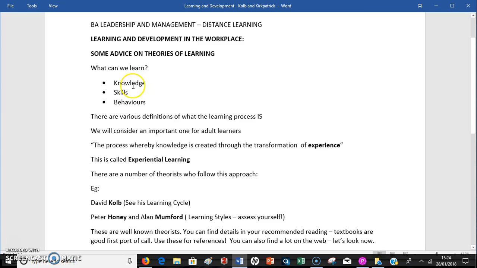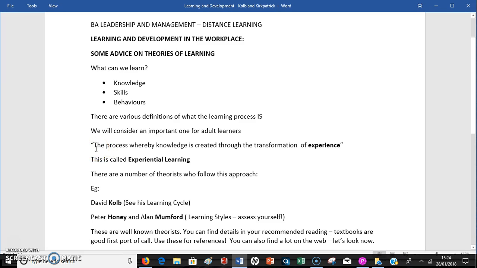Okay, what can we learn? Well, we can learn knowledge, facts and figures. We can learn skills, how to do something, such as how to type, for instance. Behaviours, how to actually act, for instance, to be courteous to customers. So those are the three things which I think we can broadly look at: knowledge, skills, and behaviours. Now, there's various definitions of what a learning process is, and they depend upon your bias towards any of the above. We'll consider one important thing for adult learners, and there's a definition here.